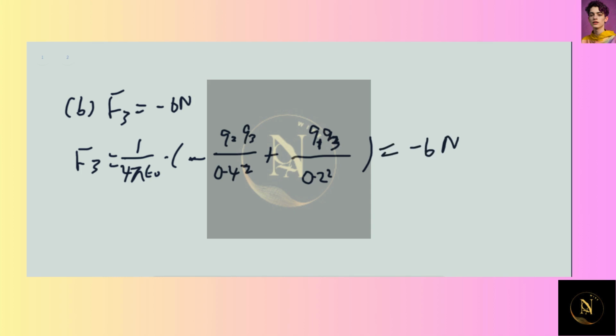So again, just plug in the values for Q1 and Q3, and you can solve for Q2, which in this case equals 1.15 times 10 to the negative 5th coulombs. Okay.